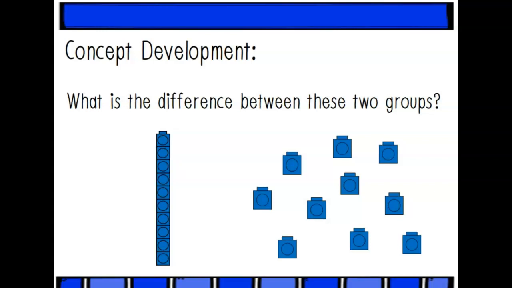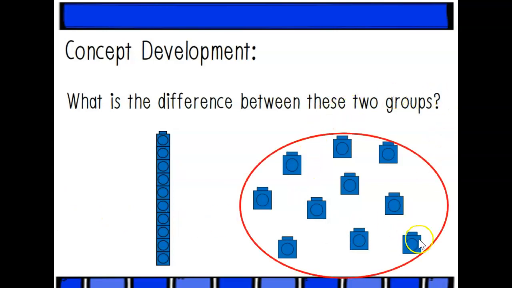What is the difference between these 2 groups? Okay, we have 1, 2, 3, 4, 5, 6, 7, 8, 9, 10. But we can see this. We don't have to count those because we know that is a 10 stick, so we know it's 10. Let's see over here. 1, 2, 3, 4, 5, 6, 7, 8, 9, 10. So the difference is 1 is loose and represented as ones, and the other one is in a 10 stick. However, this also is a group of 10. It just isn't put into that 10 stick.